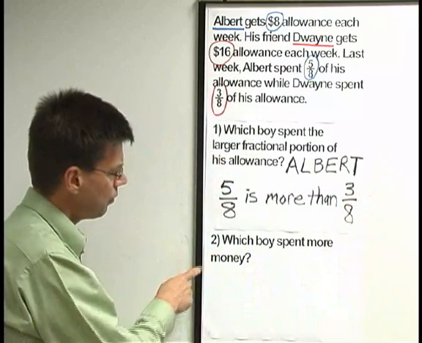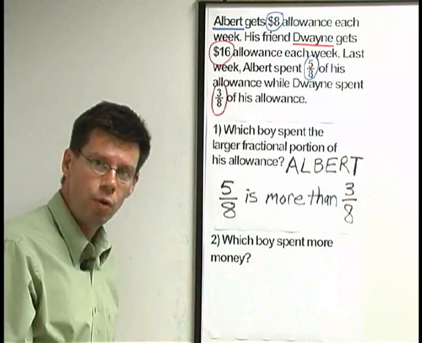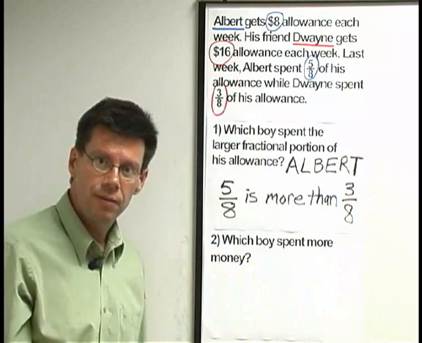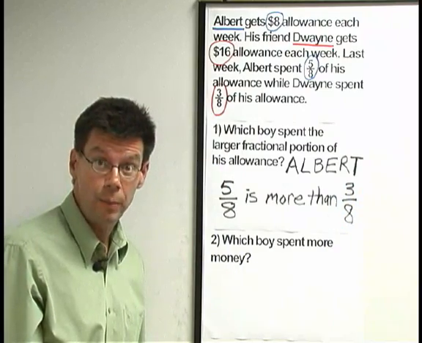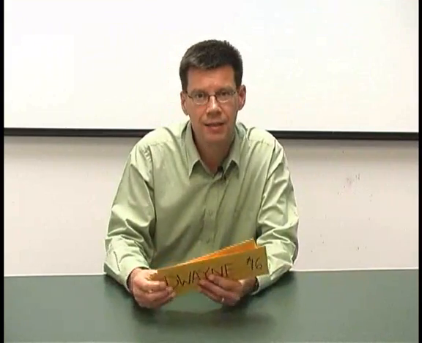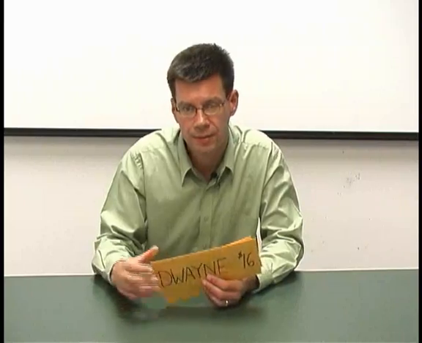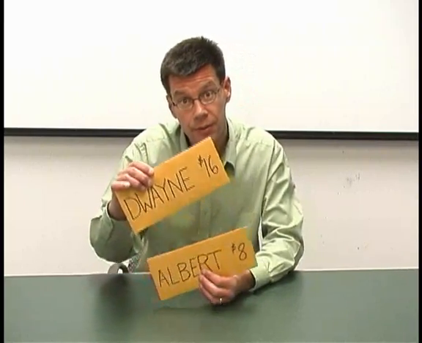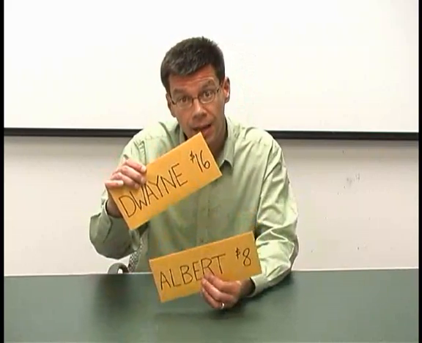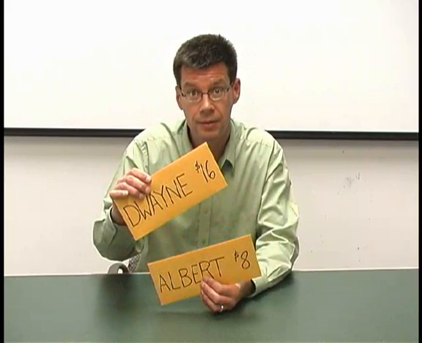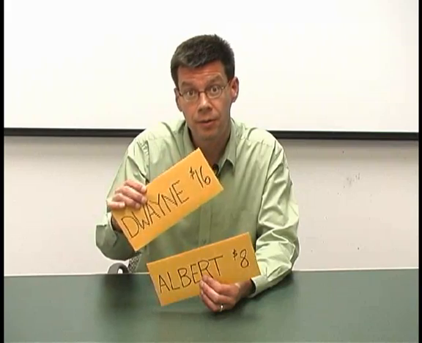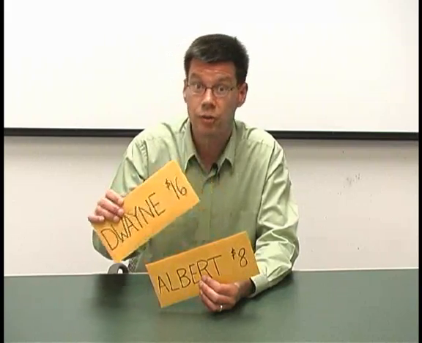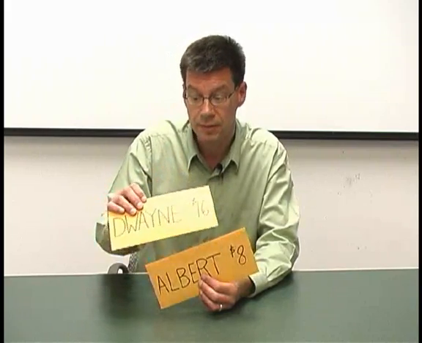Now for the second question, which boy spent more money, we need to actually figure out how much money they spent. I have two envelopes in my hand. Each contains the allowance for one of the boys. This envelope has Dwayne's $16 allowance, and this envelope has Albert's $8 allowance. Now let's figure out exactly how much money each of the two boys has spent.